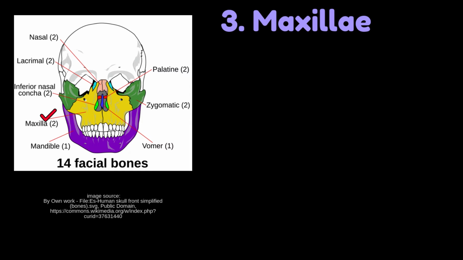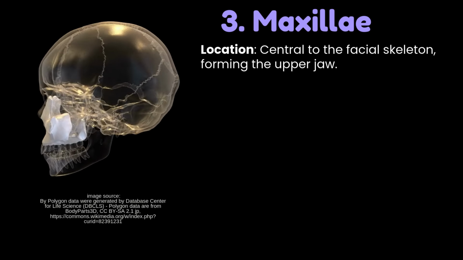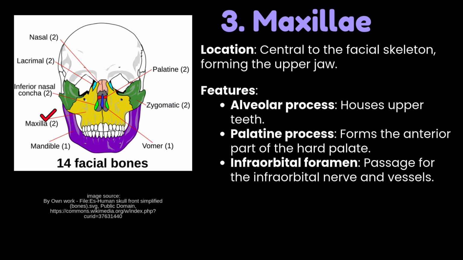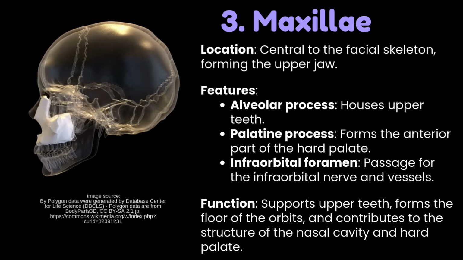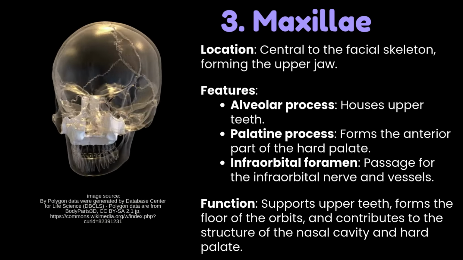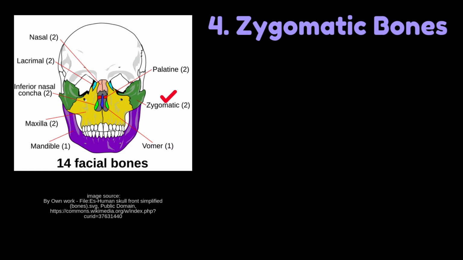Number 3. Maxilla. It is central to the facial skeleton, forming the upper jaw. It has the following features. Alveolar process. Houses upper teeth. Palatine process. Forms the anterior part of the hard palate. Infraorbital foramen. Is the passage for the infraorbital nerve and vessels. It supports upper teeth, forms the floor of the orbits, and contributes to the structure of the nasal cavity and hard palate.